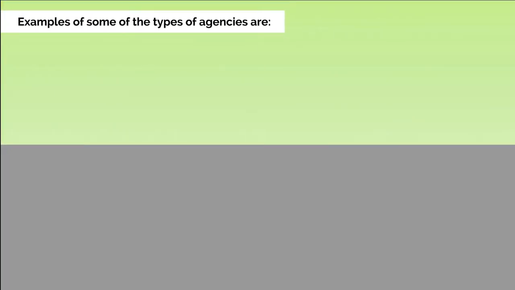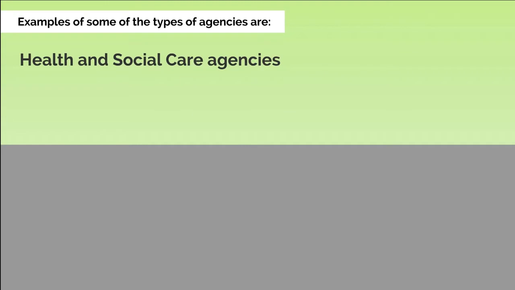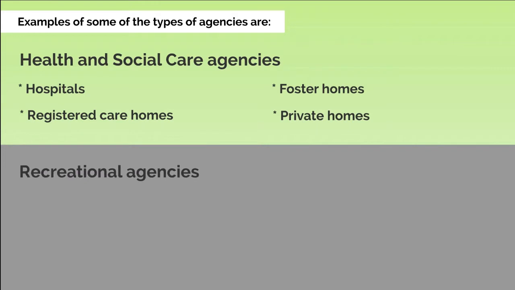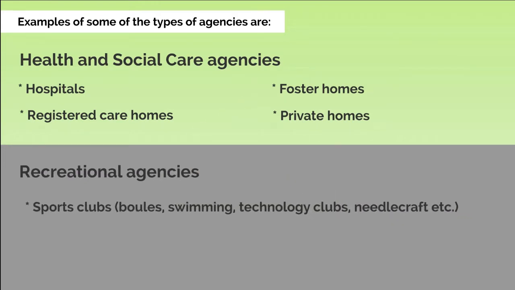Examples of some of the types of agencies are health and social care agencies, hospitals, registered care homes, foster homes, private homes, recreational agencies, sports clubs, bowls, swimming, technology clubs, needlecraft, etc., church groups.